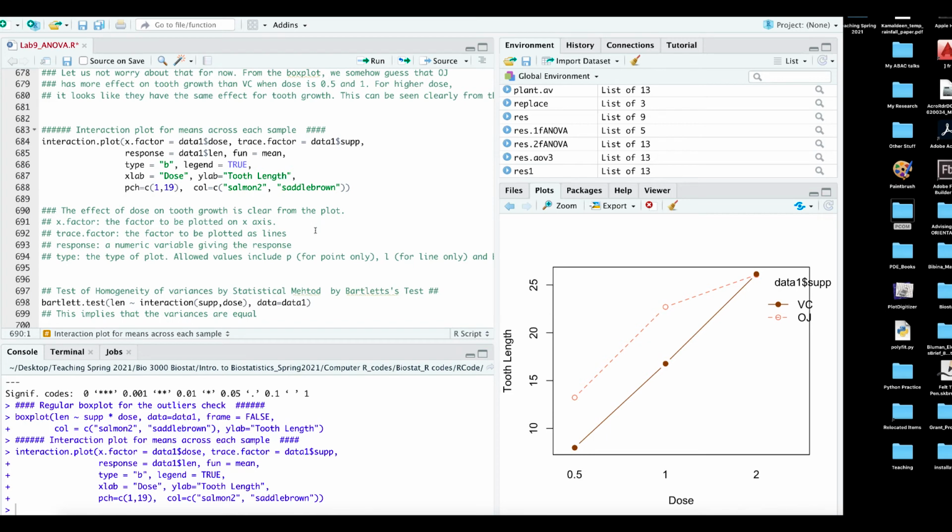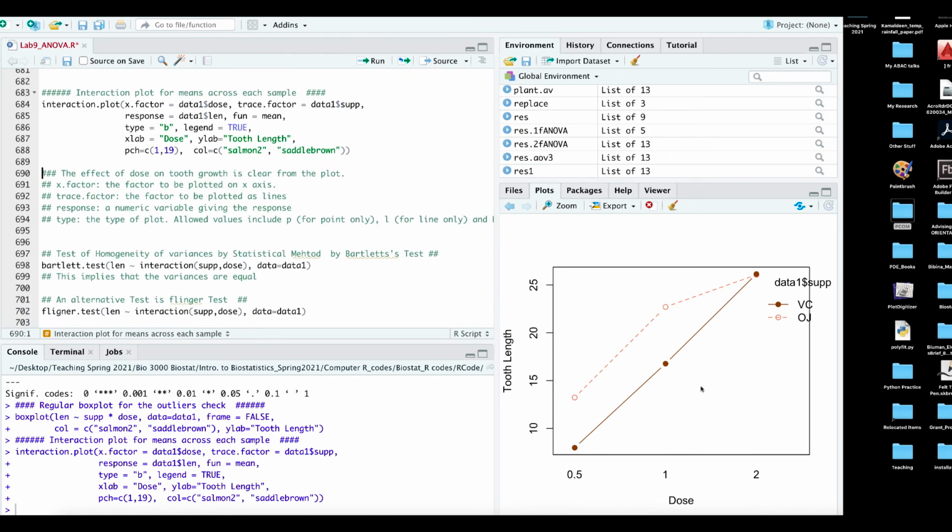The effect of dose on tooth growth is clear from the plot. X factor is the factor to be plotted along the x-axis. What it is doing is just talking about what the X factor is, what the trace factor is, what the response is, what the type is, all those kinds of things. But what we can see here is that the supplement is significant, the dose is significant, and the interaction is also significant.